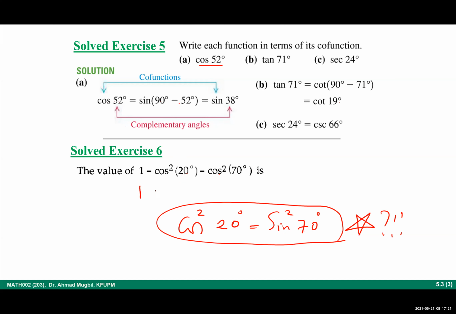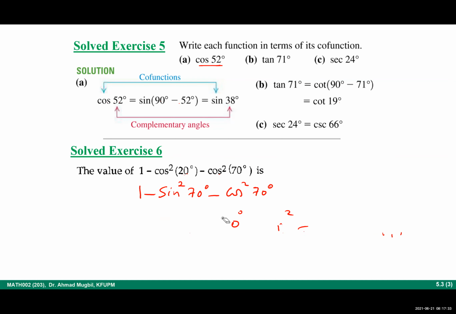This is of course one way. There are several ways. You can say that this is sine squared 70 minus cosine squared 70 degrees. So this is the first step, where we used the cofunction identities. Now you can do many things here. One way is to ask yourself, what is 1 minus sine squared?